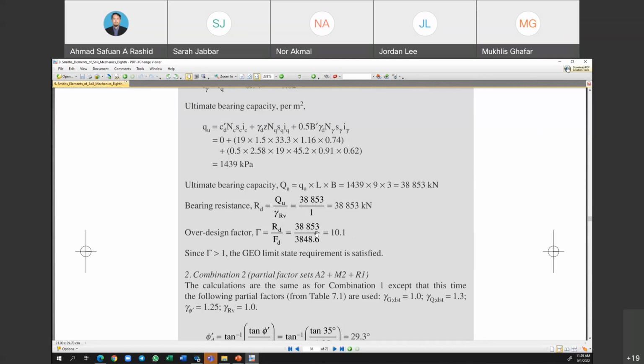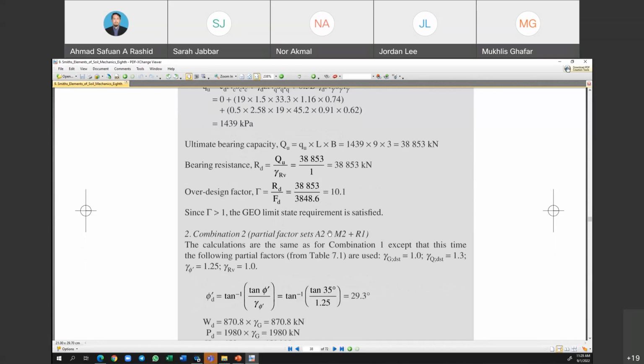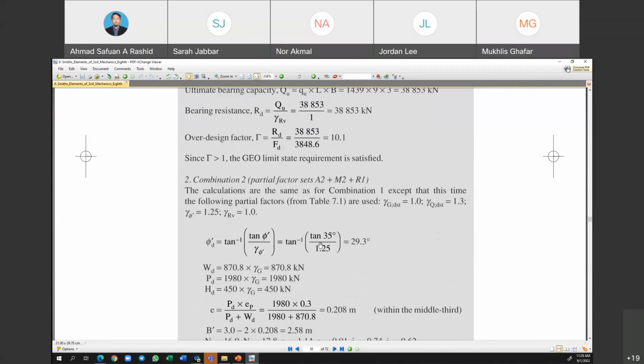Then for combination number 2, as I told you previously, do you have a calculator? Can you just calculate 35 over 1.25? What will be the value? We may obtain 28. So please be careful.